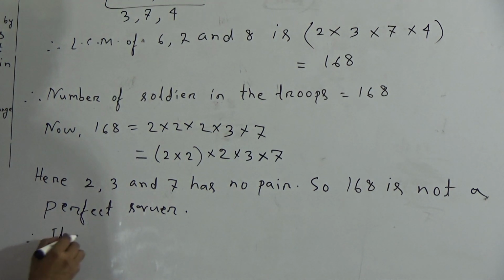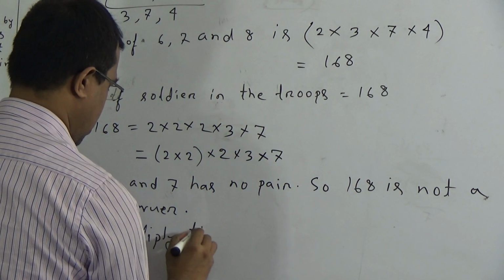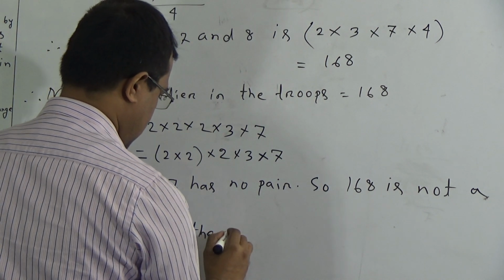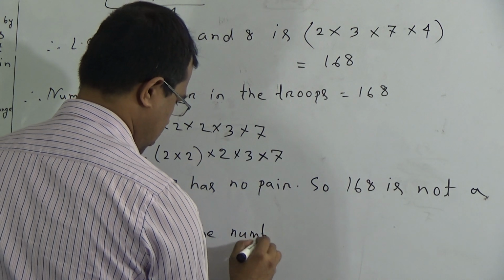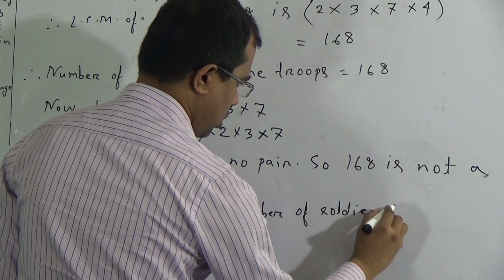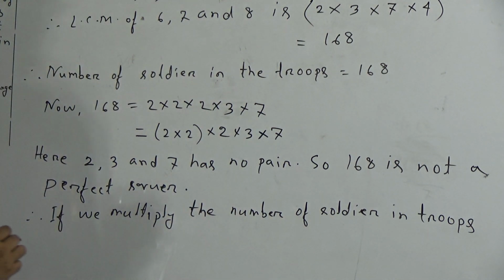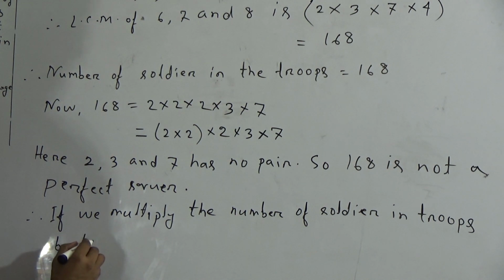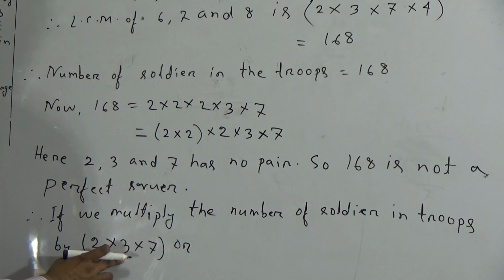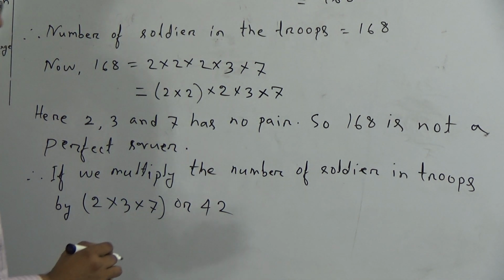Therefore, if we multiply the number of soldiers in troops by 2 multiplication 3 multiplication 7, or here 7 3s are 21 and 21 2s are 42, or 42, then the troops can be arranged.